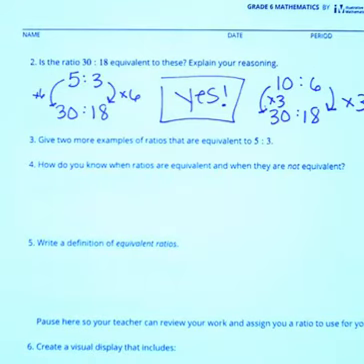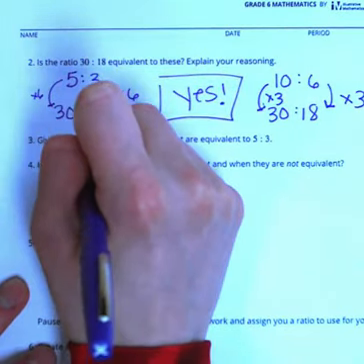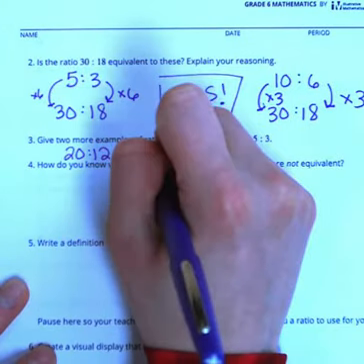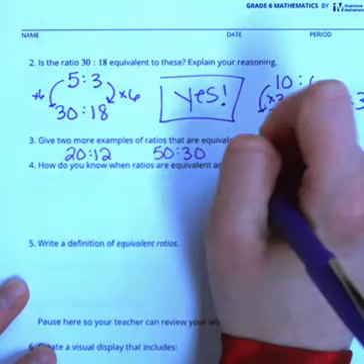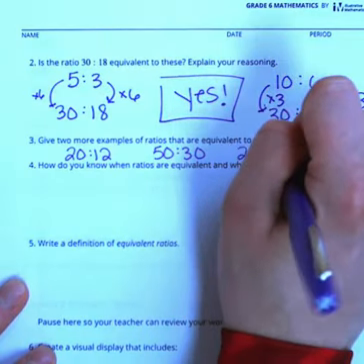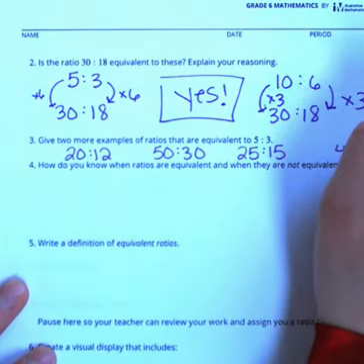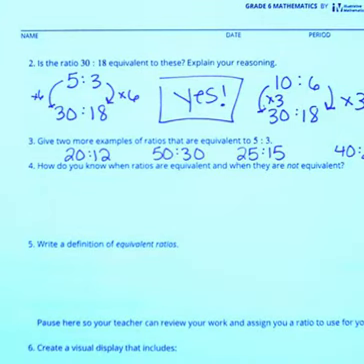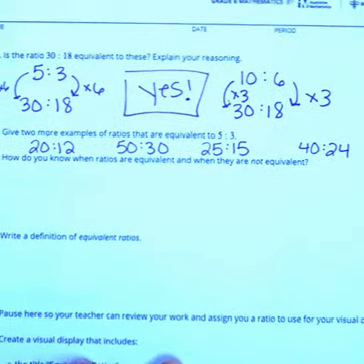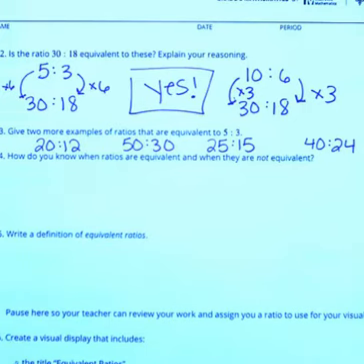Okay, come up with 2 more examples of ratios that are equivalent to 5 to 3. Pause the video, and then when you come back, we'll see if you thought of any of the same ones as I did. And if you have different ones, that is also great as well. Okay, a couple of examples that I came up with would be 20 to 12, 50 to 30, 25 to 15, and 40 to 24. Okay, if you want to go ahead and check any of those, you can. I promise you they are all equivalent.